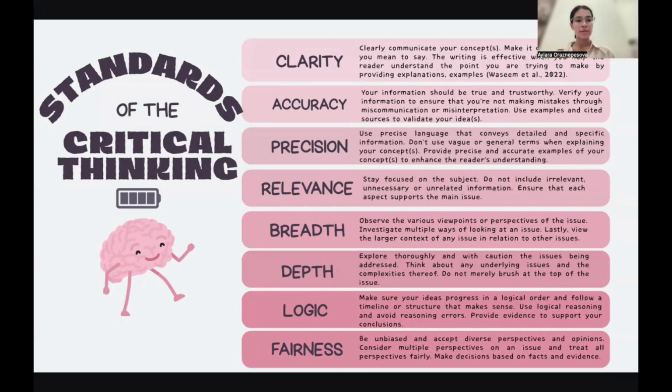Fourth is relevance. You should stay focused on the subject and not include irrelevant, unnecessary, or unrelated information. Each aspect should support the main issue. Fifth is breadth. This means observing the various viewpoints or perspectives of the issue, investigating multiple ways of looking at it, and viewing the larger context of an issue in relation to other issues.